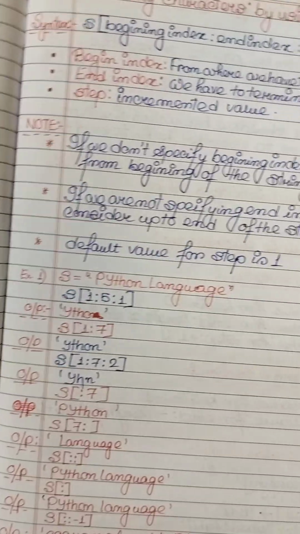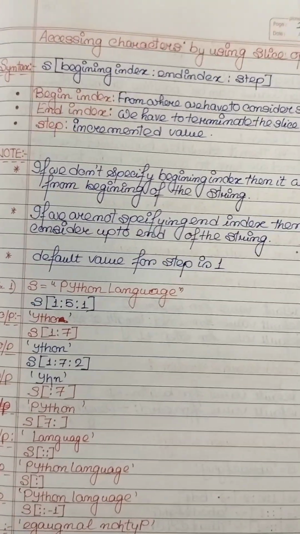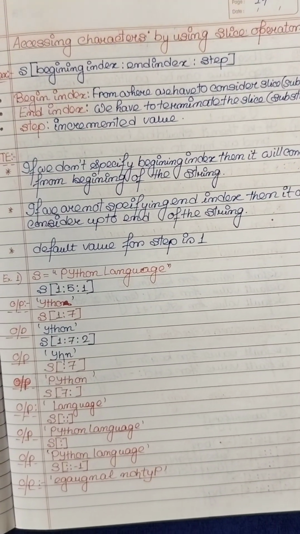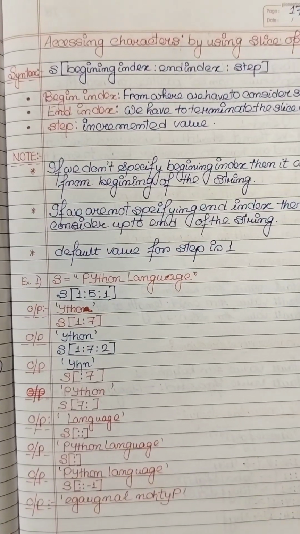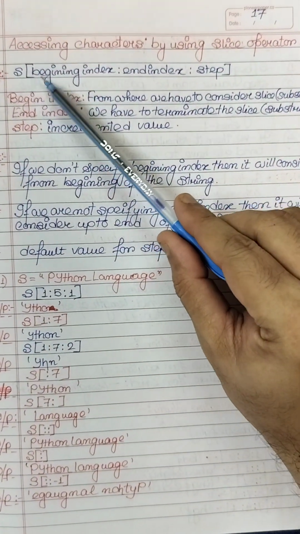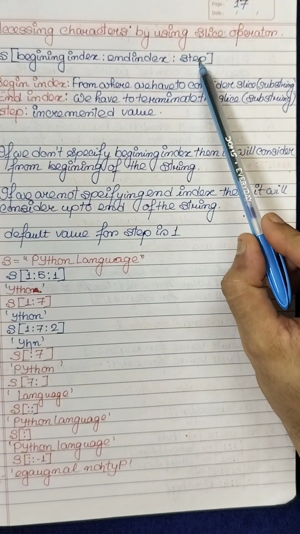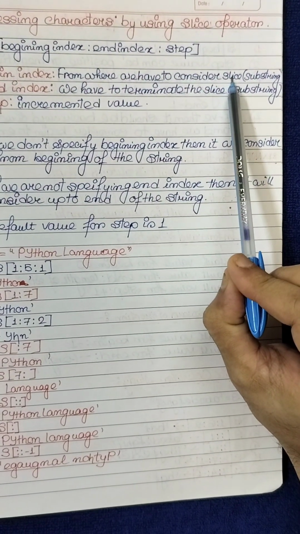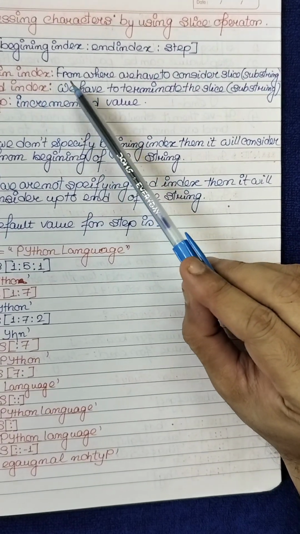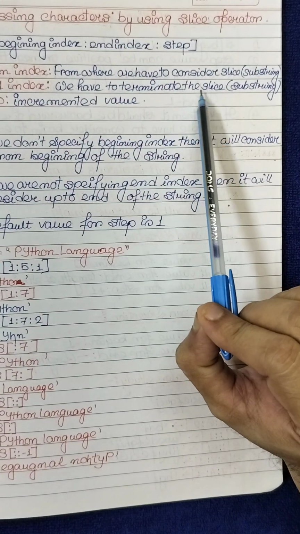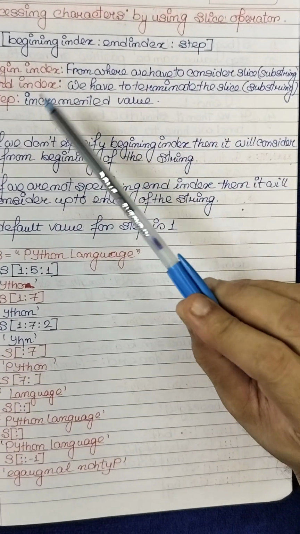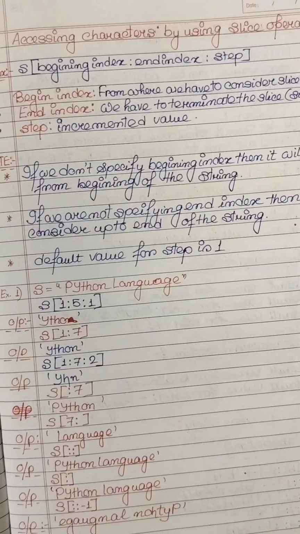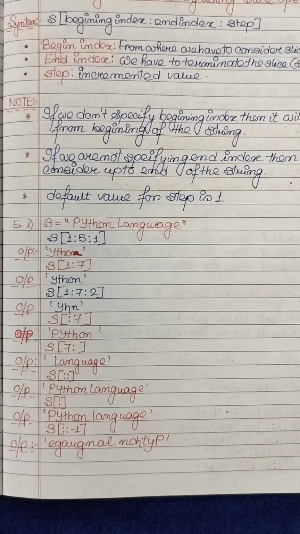Our next topic is accessing characters by using the slice operator. What is the syntax? The syntax is s[begin index : end index : step]. Begin index is where we start the slice substring. End index is where we terminate the slice. And step is the increment value.